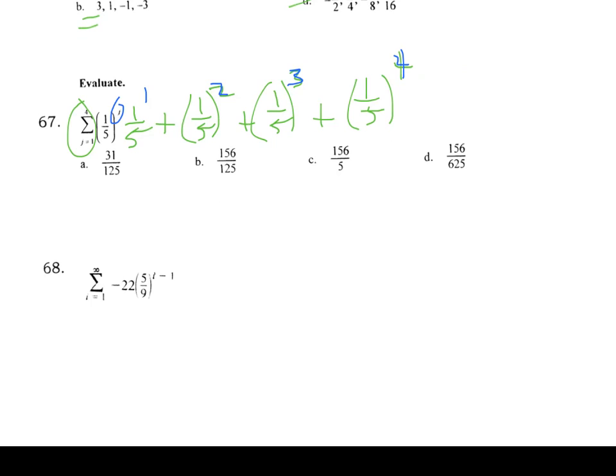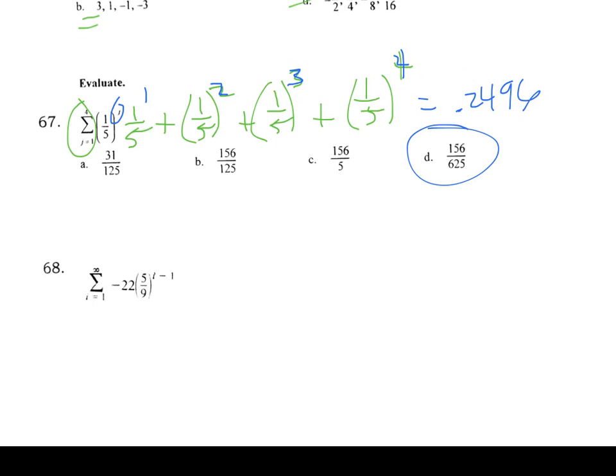I know I have to type 1/5 a lot to do this, which is not my favorite thing in the world to do, but it's a small price to pay to get it right. Now the answer I get comes out to a decimal, 0.2496, but by simply hitting math and a fraction, I can get that it is 156 out of 625.